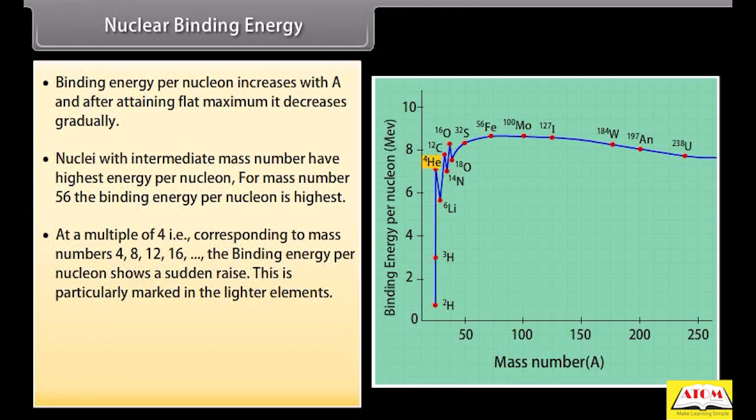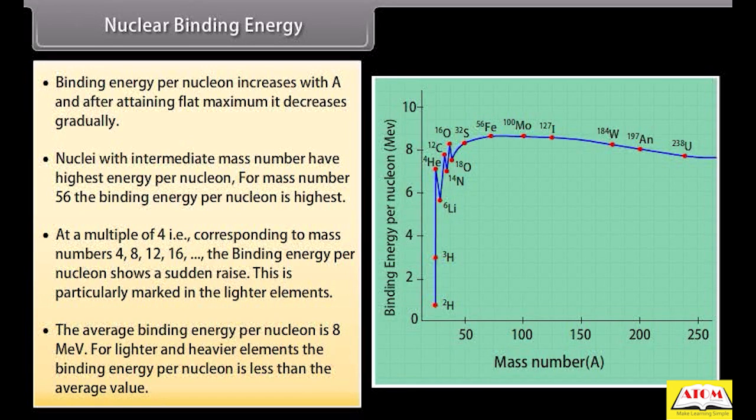At multiples of 4, that is corresponding to mass numbers 4, 8, 12, and 16, the binding energy per nucleon shows a sudden rise. This is particularly marked in the lighter elements. The average binding energy per nucleon is 8 MeV. For lighter and heavier elements, the binding energy per nucleon is less than the average value.